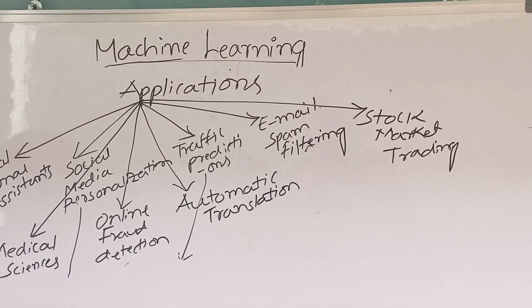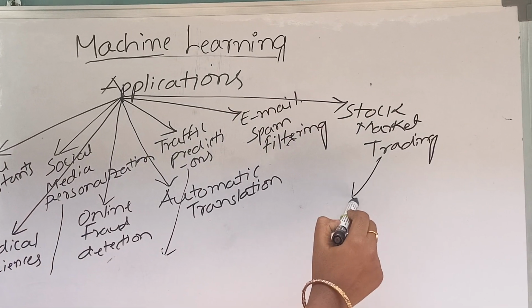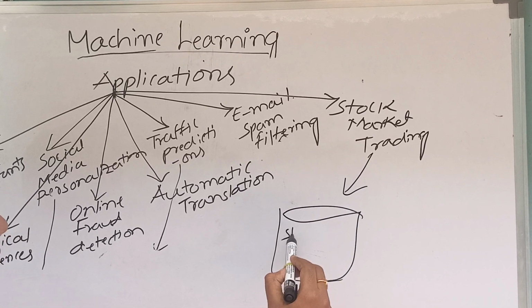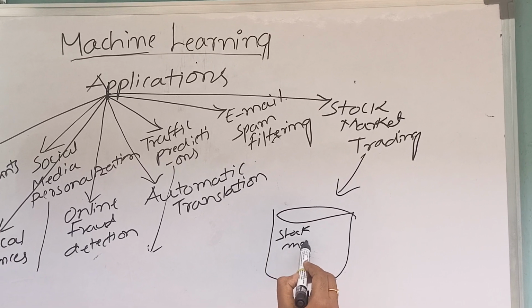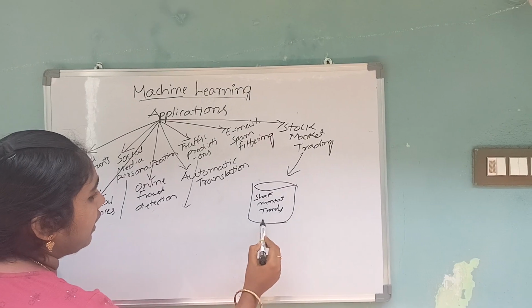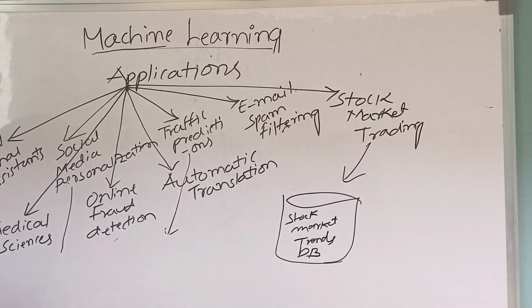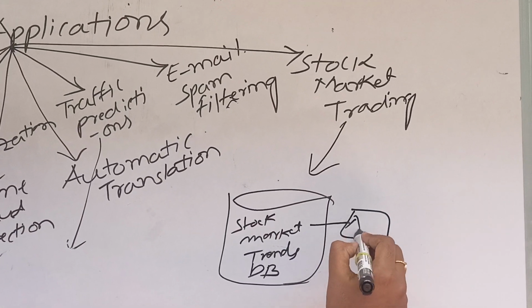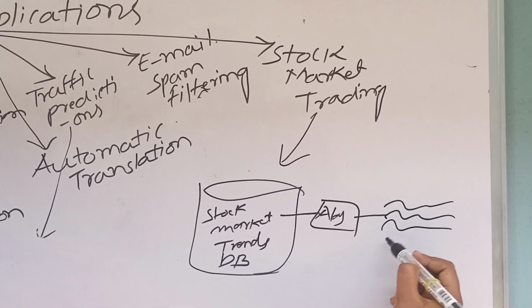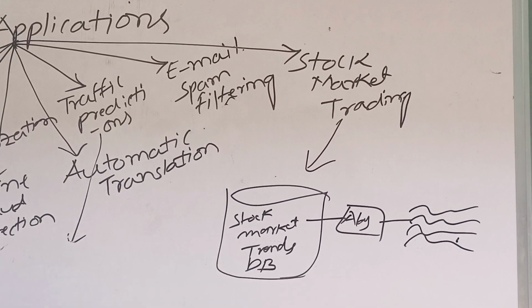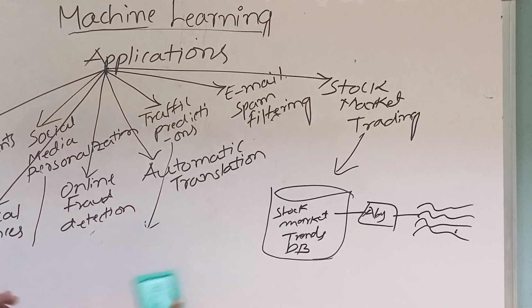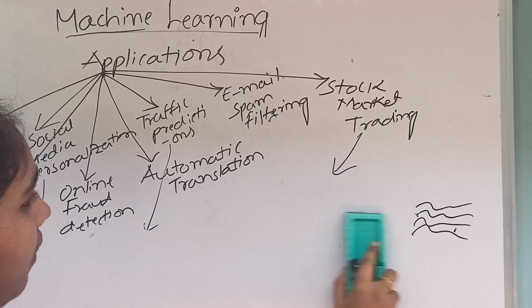Stock market trading. It stores all the previous stock market trends in a database, and by using some algorithm, it derives some patterns. By these patterns, we can decide where to invest our money in stock markets.